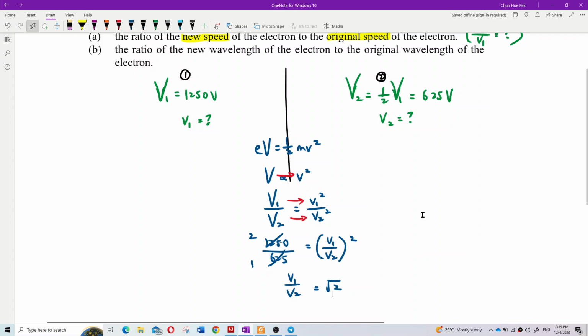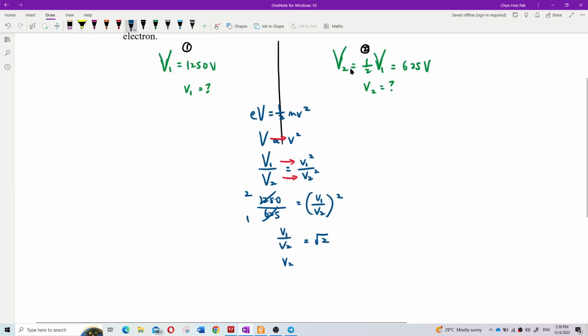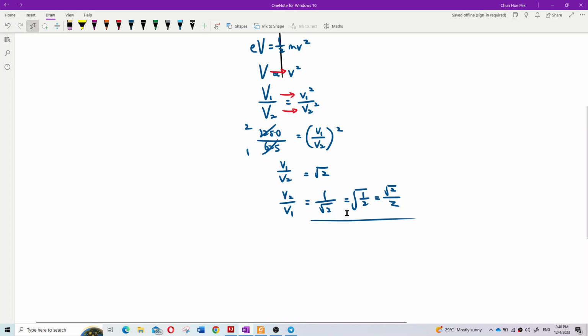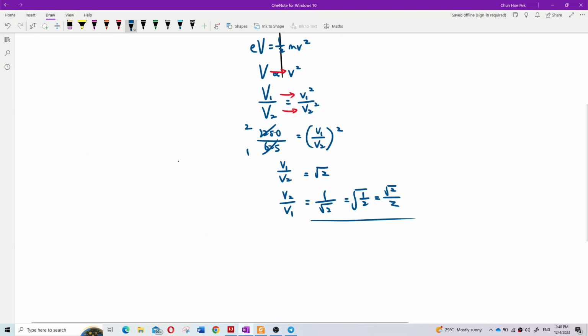Okay, however this question wants new speed to original speed, which means we have to invert this and it becomes v2 over v1, so it becomes 1 over root 2. Okay, 1 over root 2, or you can write this as root of 1 over 2, or you can write this as root 2 over 2. Okay, that's the answer. Is that correct? v2 over v1, yes, v2 over v1 is this answer. That's correct.